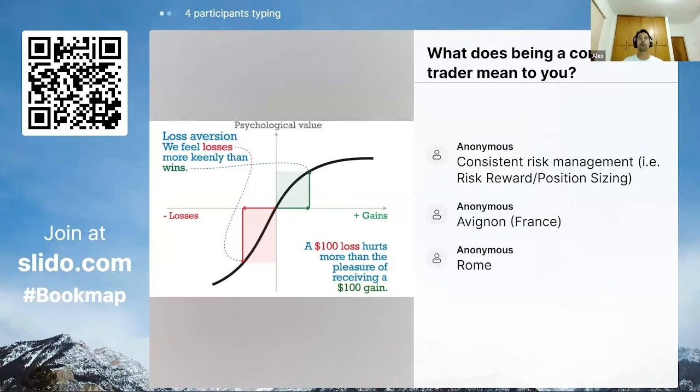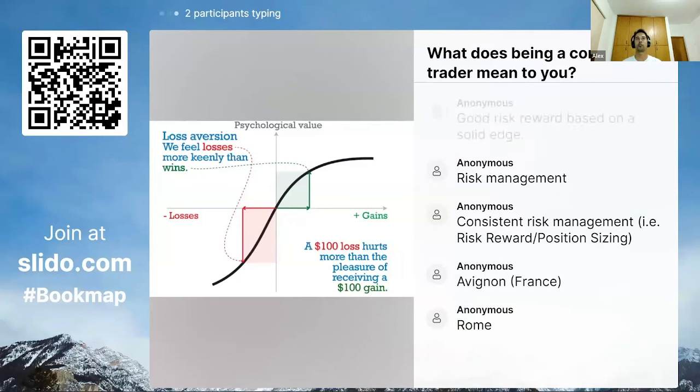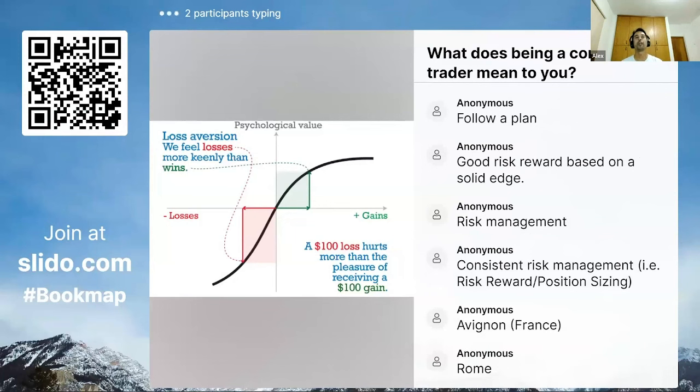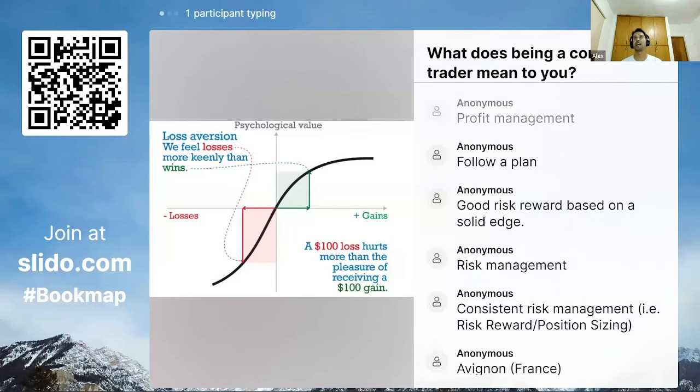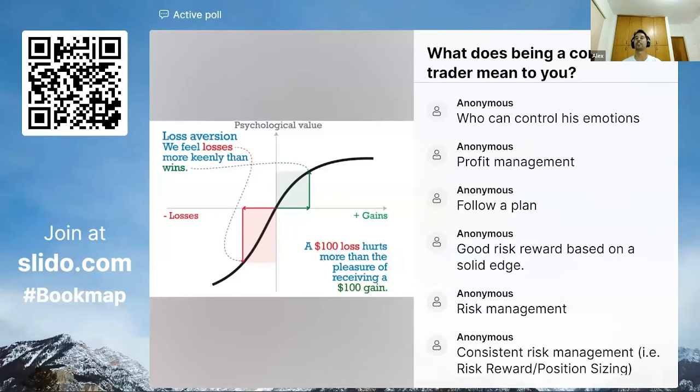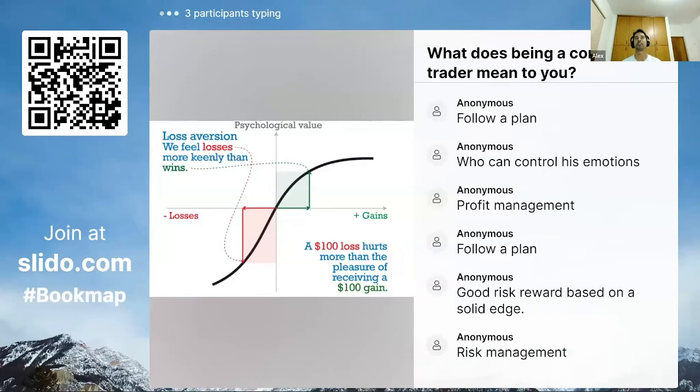So consistent risk management, risk reward, position sizing. Our very top traders might have only a win rate of around 20% to 30%, but on the trades where they have conviction and size up, they have a win rate of 95 to 100%. Well, never quite 100%, but in the high 80% and up.